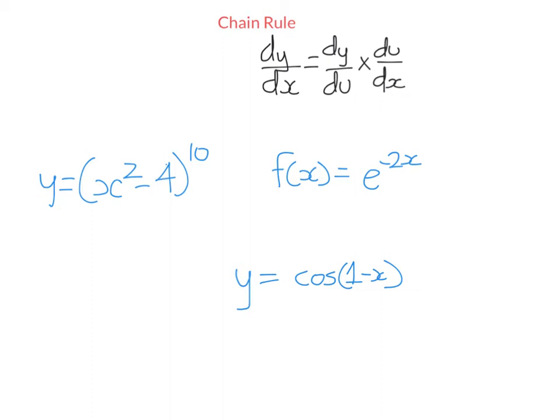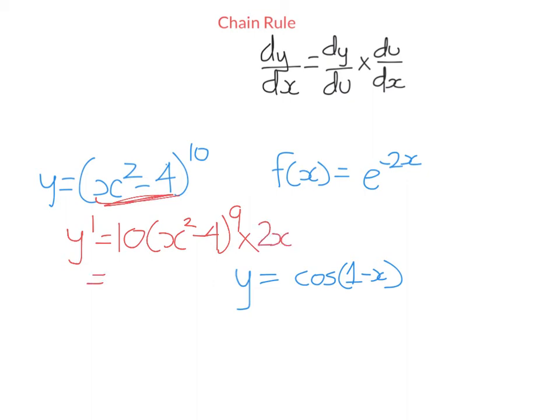So to use the chain rule on a polynomial, all we do to differentiate is move the power to the front, decrease the power by 1. That hasn't changed. But what we need to do differently is times by the derivative of what's inside the bracket. So the derivative of x squared minus 4 is 2x. And of course, 10 times 2x is just 20x. So this is the derivative of the first one, the shortcut method.